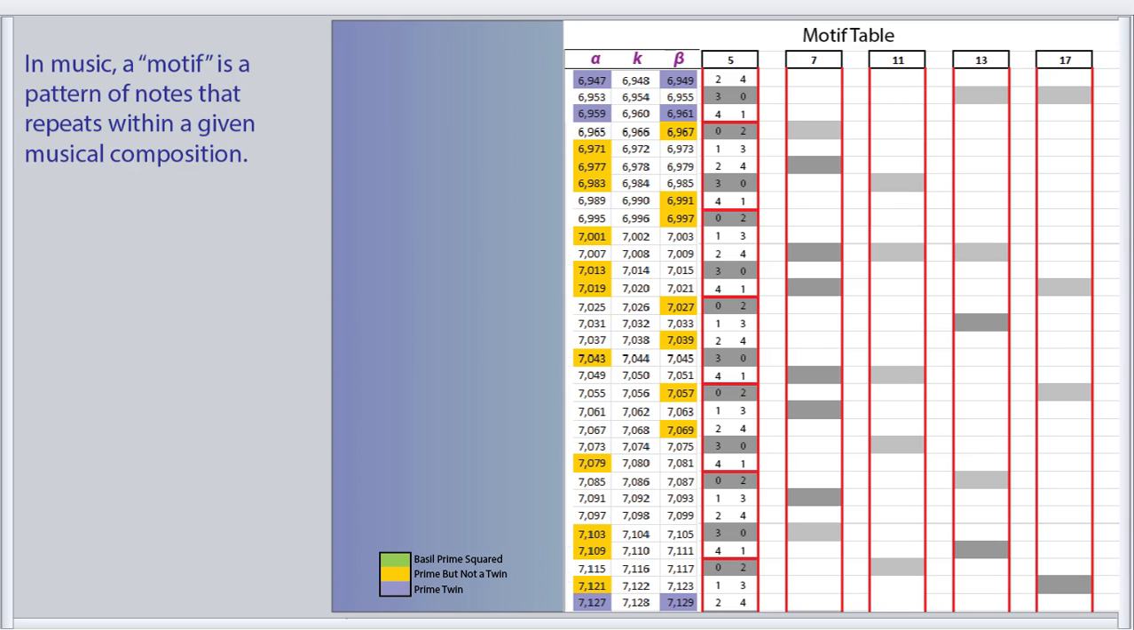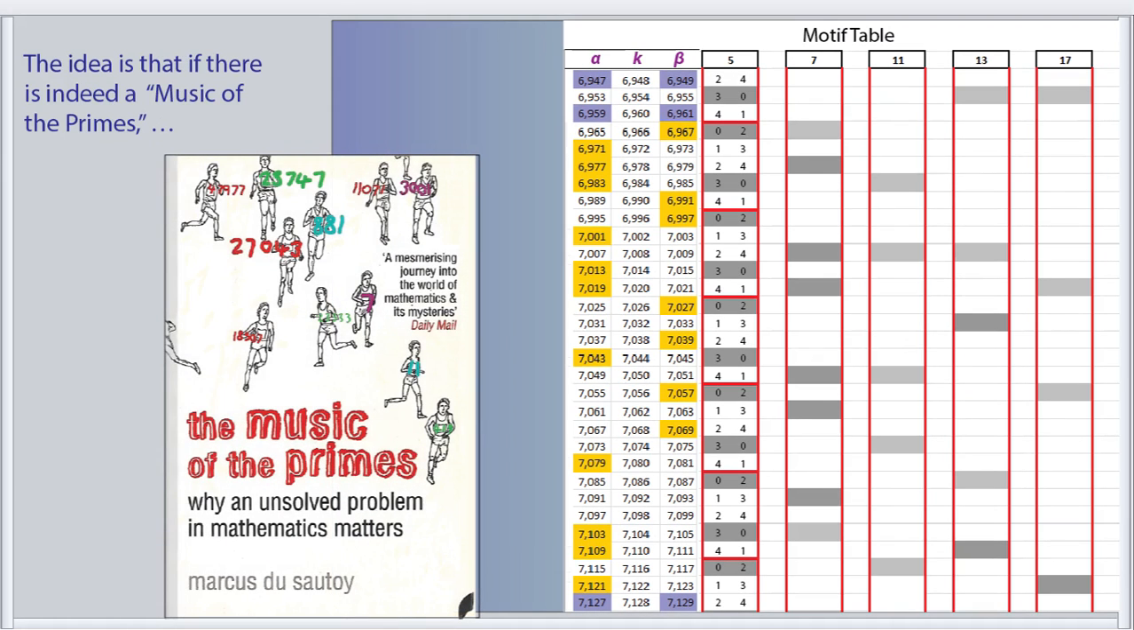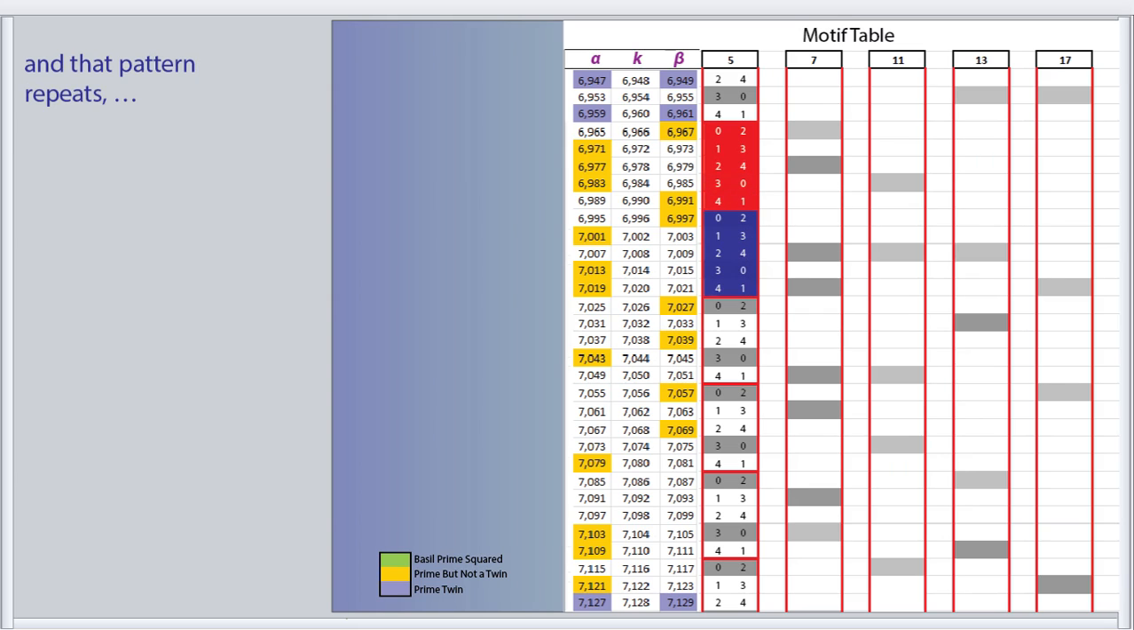In music, a motif is a pattern of notes that repeats within a given musical composition. The idea is that if there is indeed a music of the primes, as described by Marcus du Sautoy's book of the same title, then these repeating patterns are motifs within that music. So the motif for the 5-factor channel is 0213243041, and that pattern repeats over and over forever.